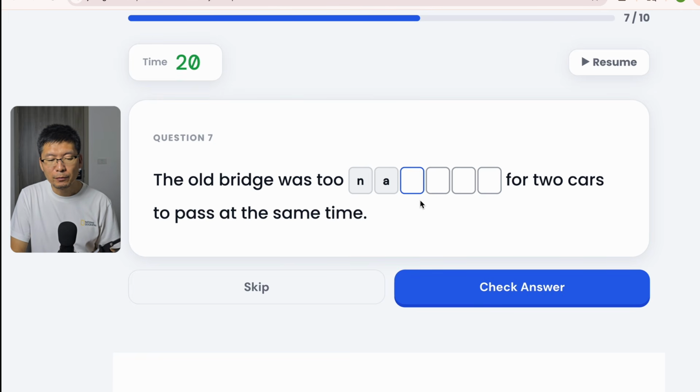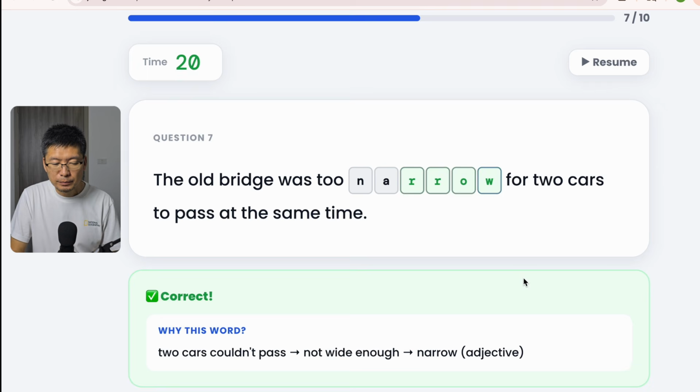Now you have 3 seconds to think about the answer. Okay, it's narrow, right? Because 2 cars couldn't pass, so it means it's not wide enough. So based on the first 2 letters, we know the answer is narrow. It's all about understanding the context.